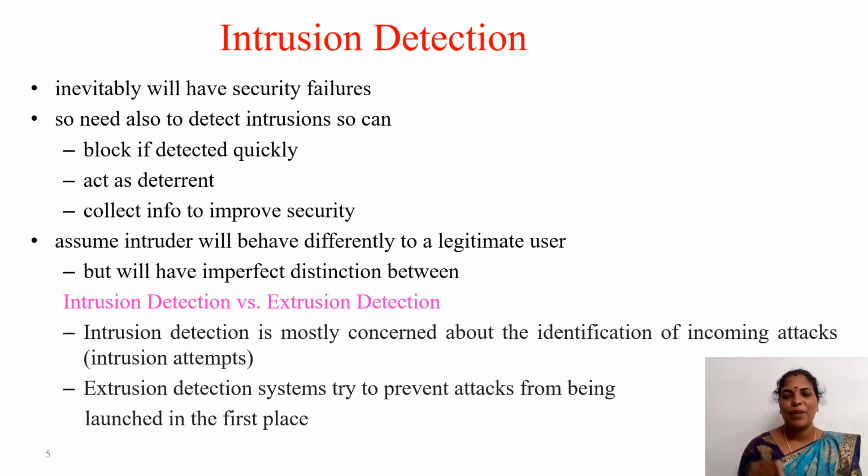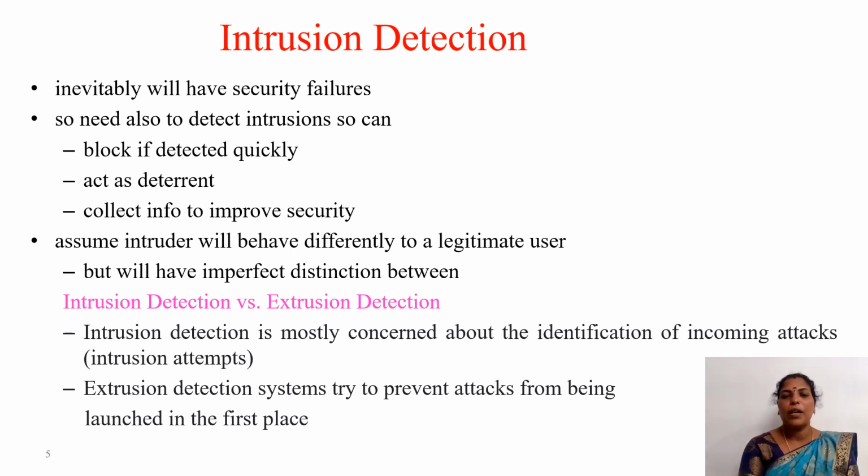So intrusion detection is very much needed, and we have to set it up between the network and the edge router. We have to fix an intrusion detection system, and if any attack traffic is coming into the system, we have to block it there itself. Many techniques are available. In order to overcome security failures, we have to detect the intrusion so we can block it if detected quickly, act as a deterrent, and collect information to improve the security. For these three reasons we have intrusion detection.